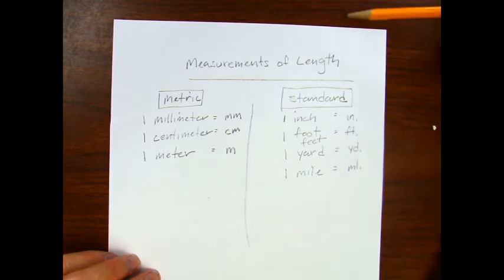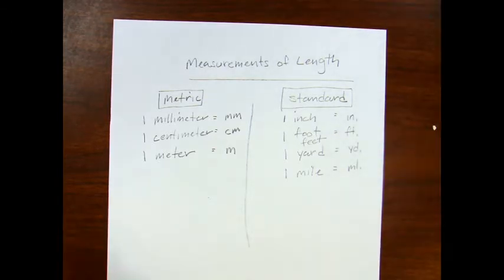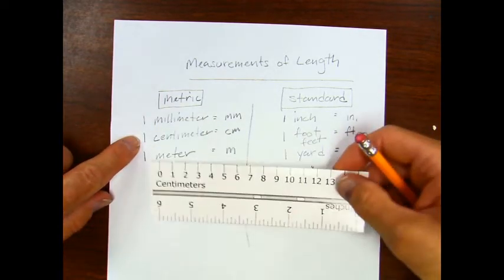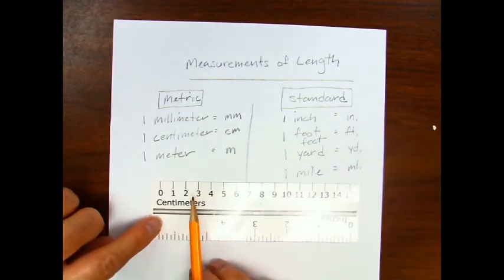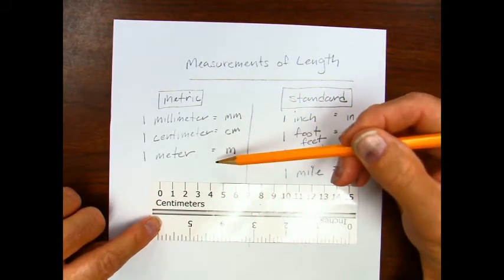Here's centimeter here, and this is the distance that we had on the top of our ruler. And these measurements are called metric measurements. We have millimeter, centimeter, and meter. Those are the 3 we're going to use for 4th grade.